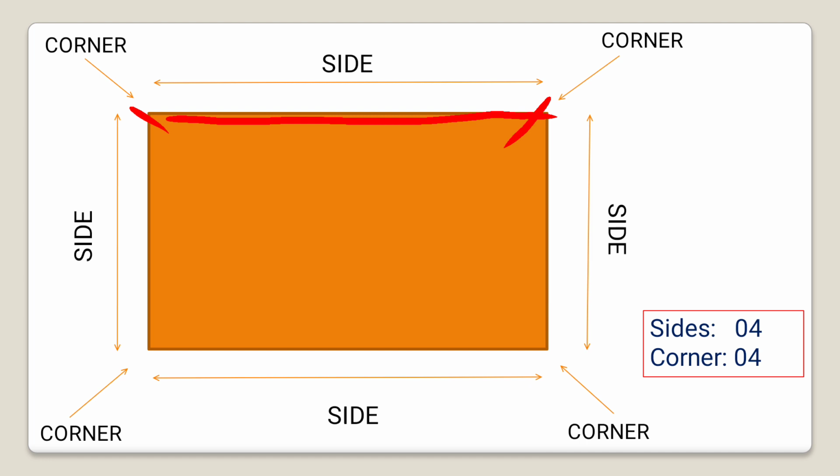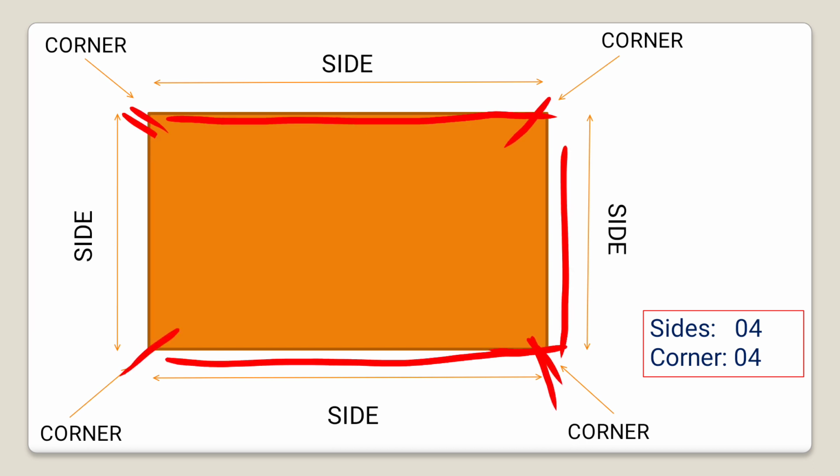Next is our corner. A corner is a point where two or more line segments meet. Here you can see that 1 and 2 line segments are meeting at a common point, that is your corner. So, like this there are 1, 2, 3 and 4 corners in this picture. So, the total number of sides are 4 and the corners are also 4.